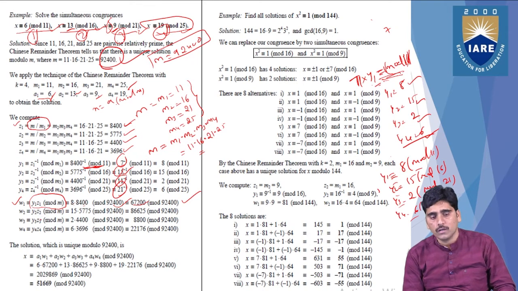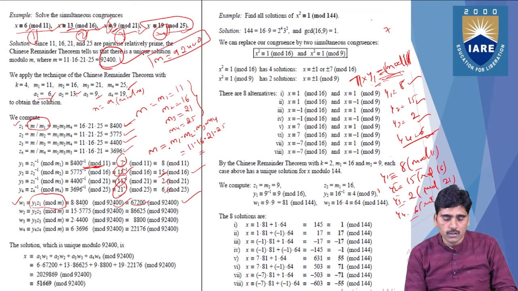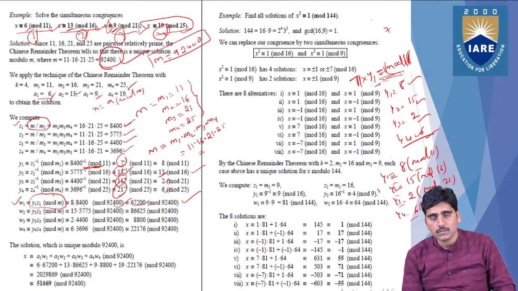Similarly, W2 also you need to find: y2 z2 of mod m. y2 is 15. And y3 is 2, and y4 is 6. So substitute these y1, y2, y3, y4 values in the w1, w2, w3, w4 formulas, so that you will obtain the w1 value, w2 value, w3 value, and w4 value. You have obtained all the values.